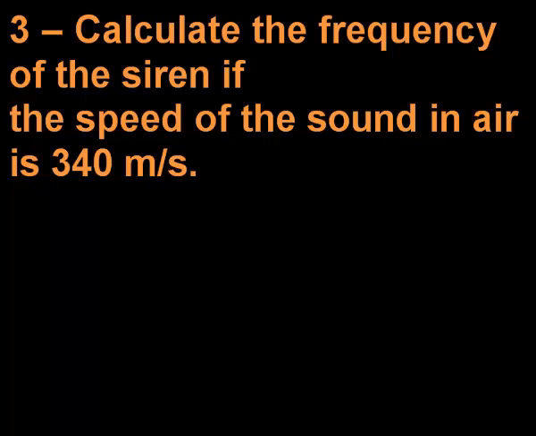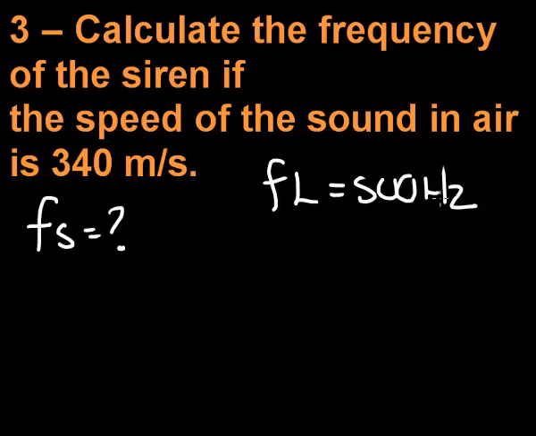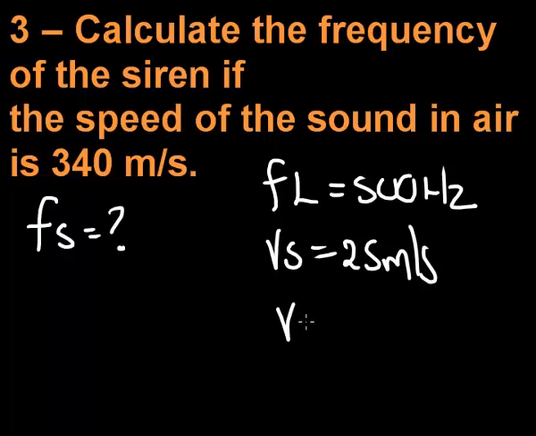Last part of this question, go and calculate the frequency of the siren if the speed of sound in air is 340 meters per second. Now let us quickly go back again to see what we have and what gets asked. They want us to calculate the frequency of the siren. We have been given in our question the frequency as observed by the listener to be 500 Hertz. We also heard that the source speed was 25 meters per second, and they told us that the speed of this medium is 340 meters per second. So this is what we've got.